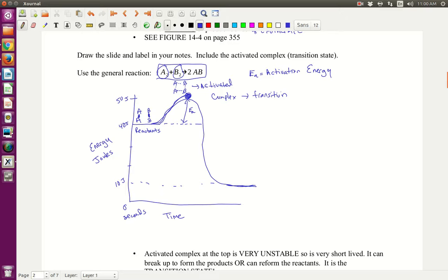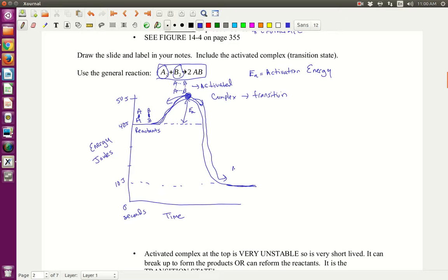Now, if I was rolling a ball up a hill, when I got to the top of the hill, the ball could either go forward or it could go backwards. So the transition state is unstable, and it can go in either direction, okay? But we're going to pretend this time that it goes forward. So it's going to roll down the hill now, and I'm going to make the new things at the bottom.